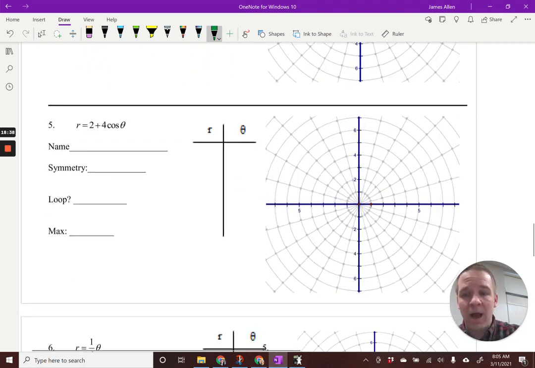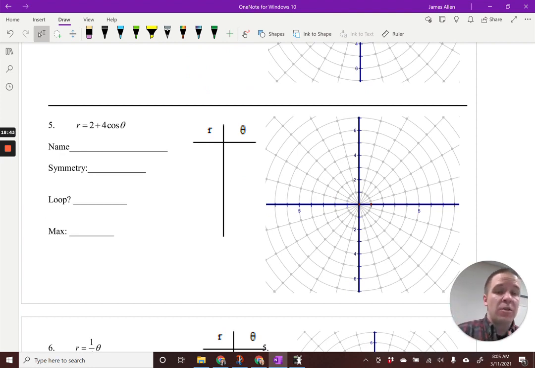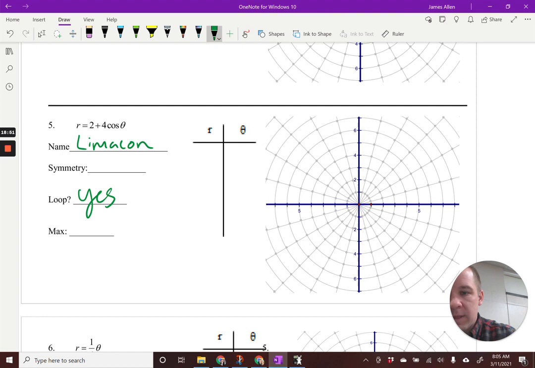This one looks a little different. Now we have the absolute value of A, which is 2, is less than the 4. That means that we are going to have a loop. So this one, again, is a limaçon. And our symmetry on this one, because it's cosine here, is going to be about the x-axis. And this one is going in that positive direction, isn't it? Cool.